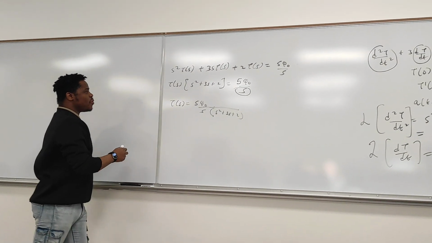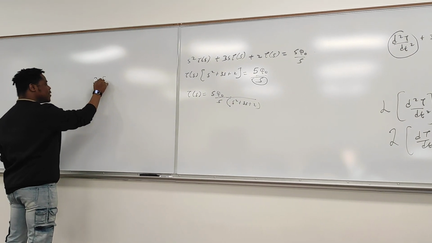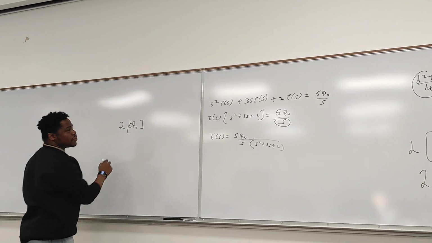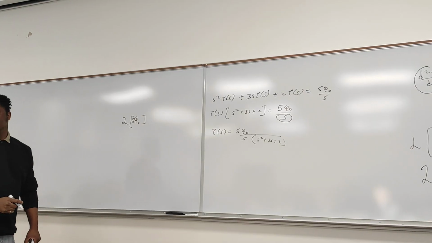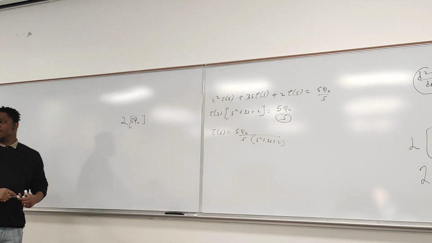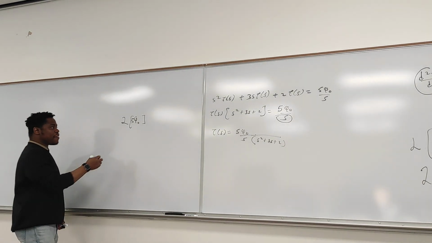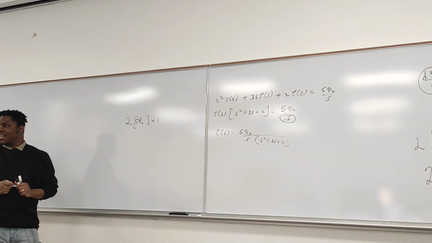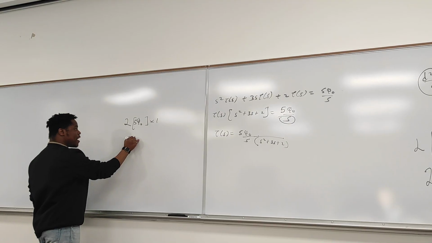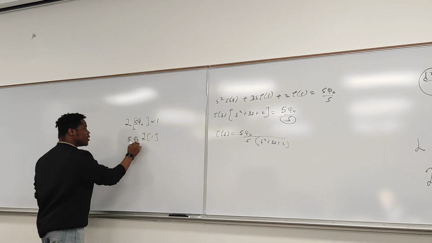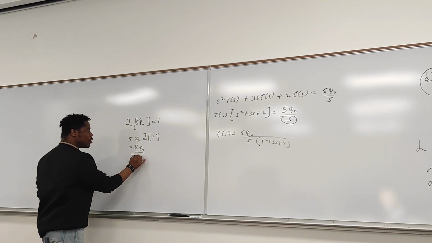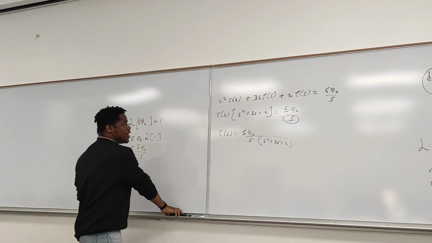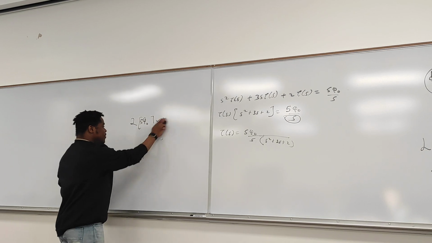Yeah. What is Laplace of 5q naught? What's that? 5q naught is a constant, right? So that's 5q naught times 1. Laplace of 1 is 1 over s, right? So Laplace of a constant, that's 5q naught, Laplace of 1. Laplace of 1 is 1 over s. That's 5q naught over s. Okay, thank you. It's a constant. Yes, that's a good question.